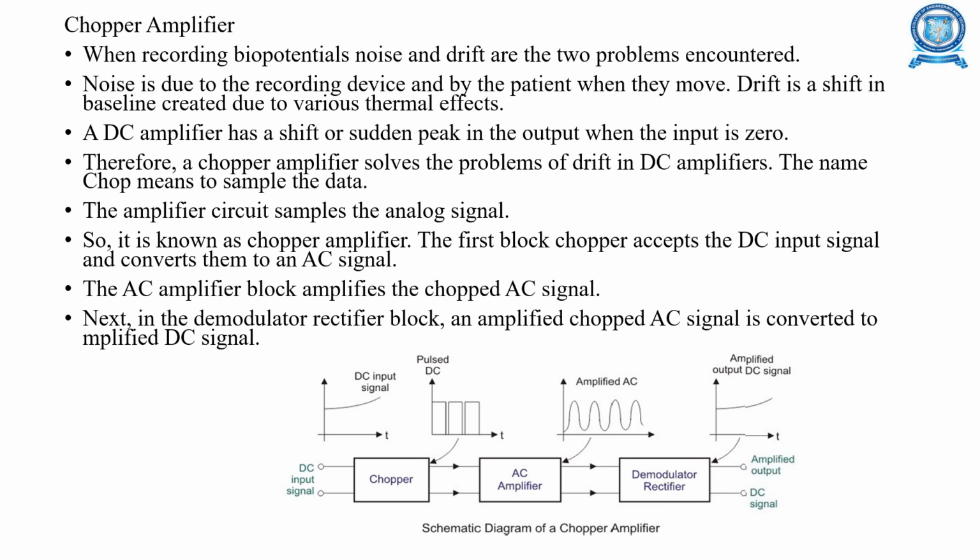Next is the chopper amplifier. When recording biopotentials, noise and drift are the two problems encountered. A DC amplifier has a shift or sudden peak in the output when the input is 0. So the amplifier circuit samples the analog signal, and the AC amplifier amplifies the chopped AC signal. In the demodulator rectifier block, the amplified chopped AC signal is converted to a modified DC signal. Here is the schematic diagram of the chopper amplifier. The input DC signal is chopped, passed through the AC amplifier and demodulator rectifier, giving the amplified output DC signal.